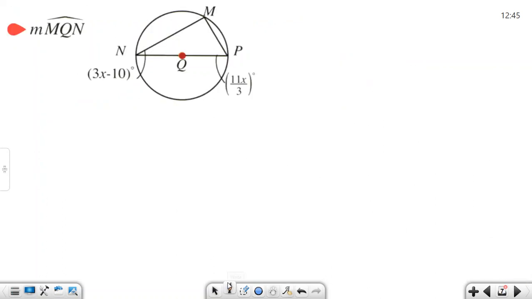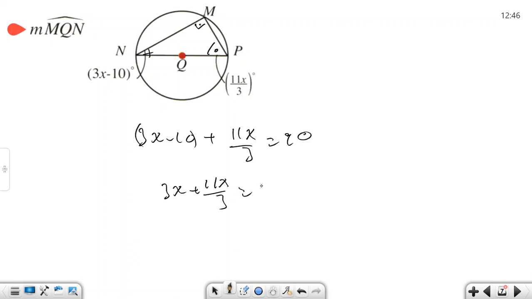So let's solve that one. That's very clear. As you see, that's the diameter. That must be 90 degrees. If this is 90 degrees, these two angles together must be 90 degrees. So 3x minus 10 plus 11x over 3 equal 90 degrees. So 3x plus 11x over 3 is equal 100, because that's a minus 10. If I add 10 to both sides, it becomes 100, that becomes 0.